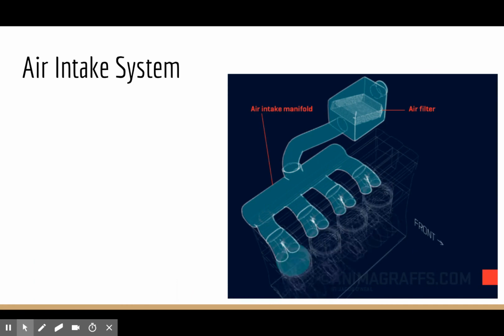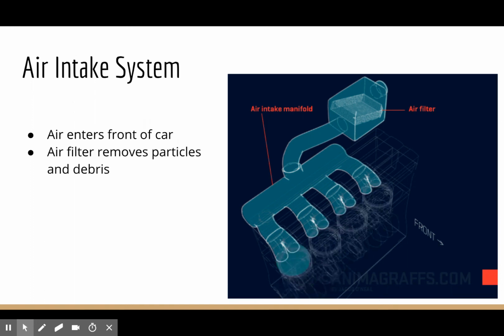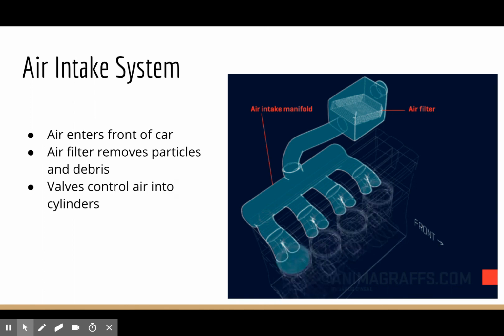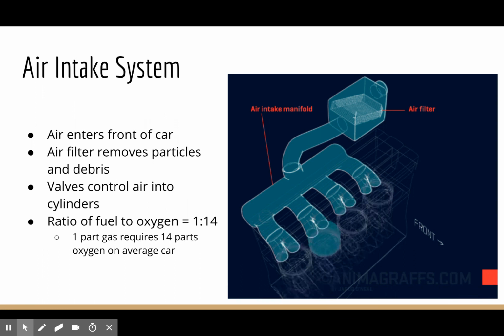Great, and then we'll go into the air intake system. So air enters the front of the car, and the filter removes the particles and debris, as you can see in our GIF to the side here. The valves control air into the cylinders. And the ratio of fuel to oxygen required is actually 1 to 14. One part of gas requires 14 parts oxygen in an average car. You can see that illustrated here in this GIF off to the side.